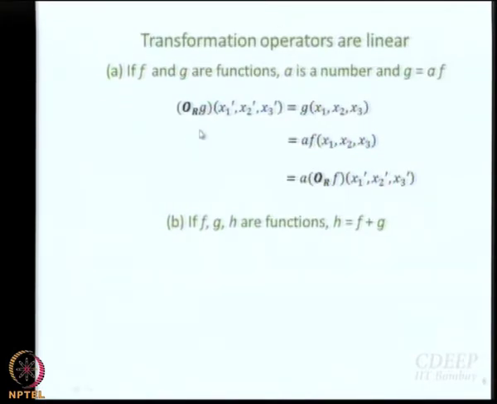What do I have on the left hand side? O_R G, right, in x1 dashed, x2 dashed, x3 dashed. On the right hand side, we have A multiplied by O_R F in the same base, right. So, essentially what we have proved is O_R G is equal to A multiplied by O_R F. They are both in the same base. So, if this was in x1 dash, x2 dash, x3 dash and that was in x1, x2, x3, then there would have been a problem. You have to convert to the same base, that is all. Once we convert to the same base, you do not even have to write it, right.